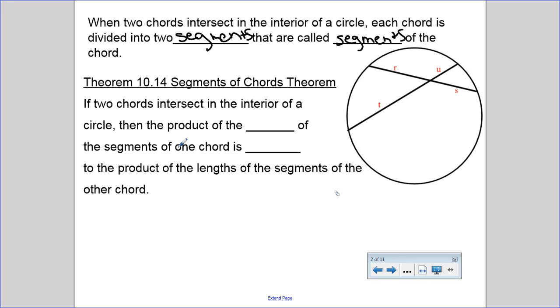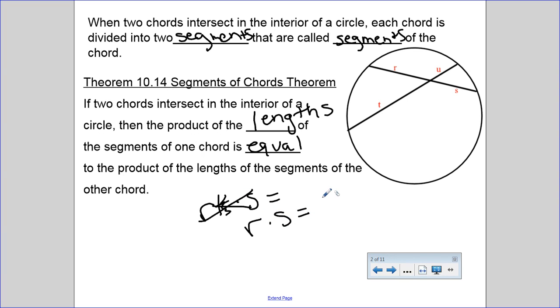Theorem 10.14. If two chords intersect in the interior of a circle, then the product of the lengths of the segments of one chord is equal to the product of the lengths of the segments of the other chord. So let me start over. R times S would equal T times U. Pretty cool.